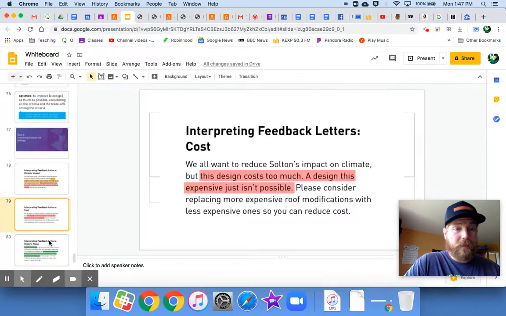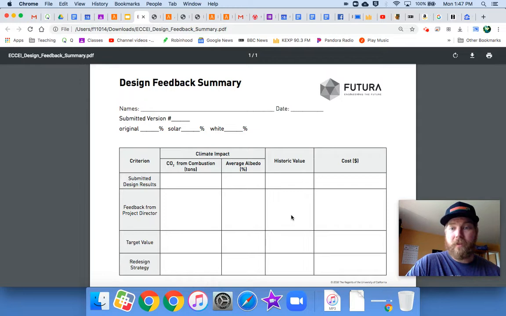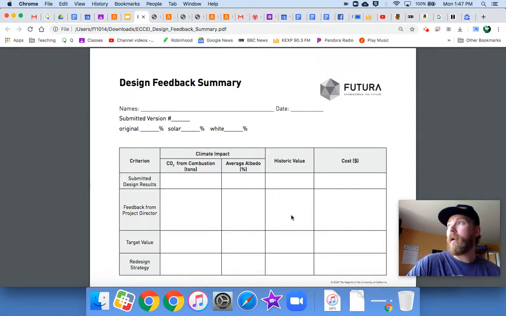And let's look at the last one, which was historic value. You did a great job in preserving the historic value of Sultan's buildings. We all care about reducing our impact on climate, but this design shows us that you also understand how important these beautiful buildings are to the people of Sultan. In future designs, please continue to keep this historic rating this high. Well, great. We did something right here. And that's what we would put down for historic value, that Marcos, I don't know, thought that we did a good job keeping historic value high.